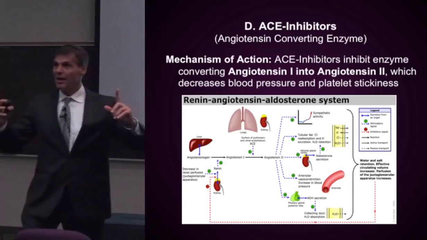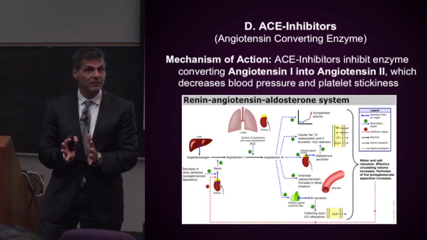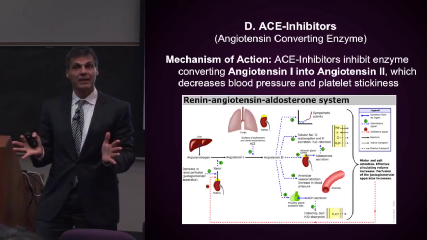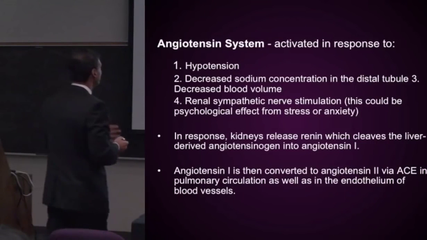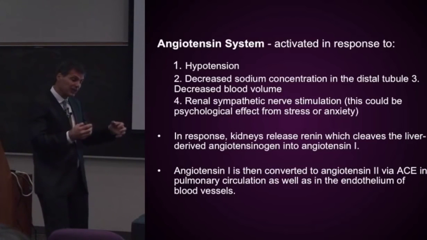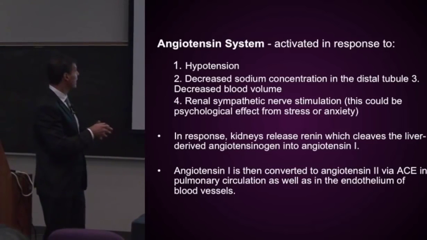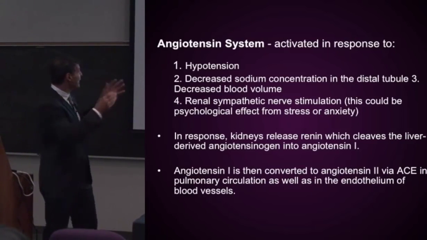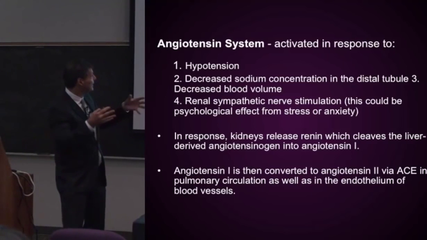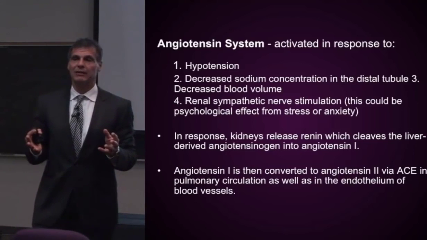If I can create a drug that will actually block that enzyme, converting angiotensin 1 to angiotensin 2, what I have is an ACE inhibitor. And I bring blood pressure down. The angiotensinogen system basically then is going to be activated. So you're going to increase renin in the first place from the kidney when blood pressure drops, a drop in sodium in the bloodstream in the distal tubules, a decrease in the blood volume, or anything that will cause renal sympathetic nerve stimulation.